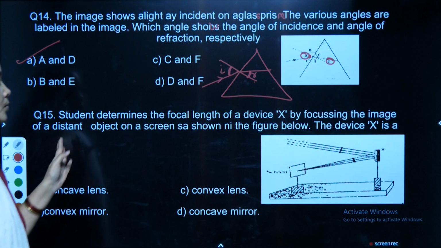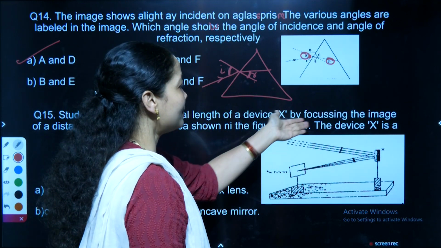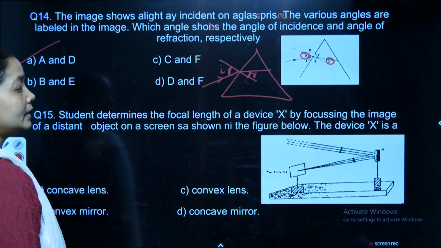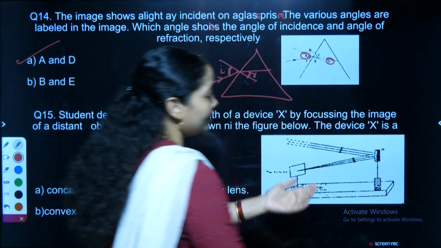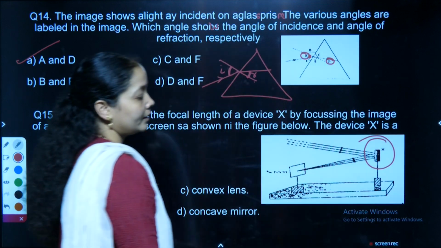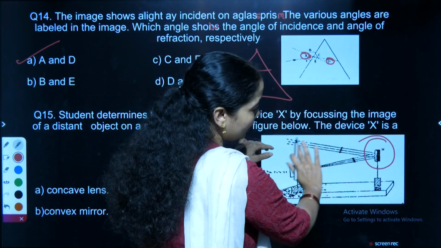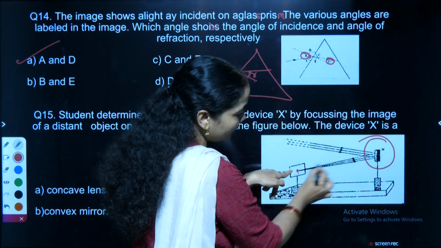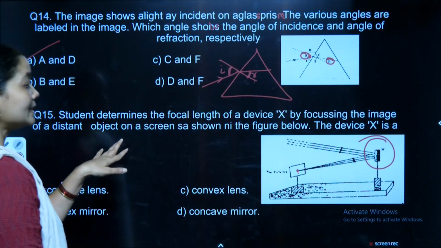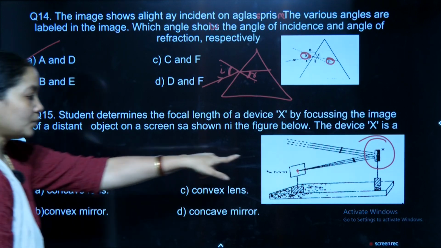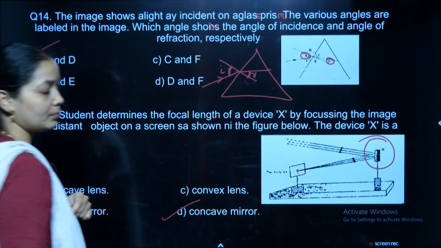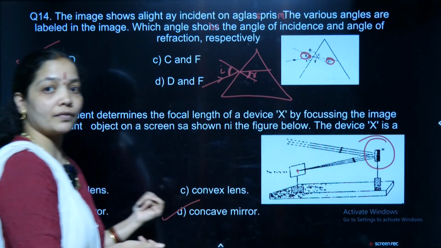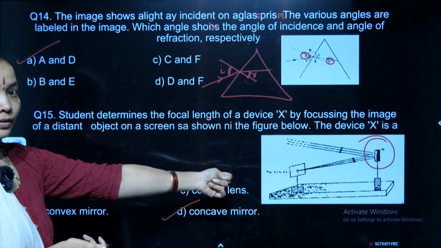Moving to 15th one, the student determines the focal length of a device X by focusing the image of a distant object on the screen as shown. The device X is what kind of mirror or lens used here? When I look at the rays here, the rays are parallel to each other, and after reflection they are converging at one point. See, all the rays are meeting at one point. Since they are converging here, it has to be a concave mirror. Converging mirror or concave mirror. If they are diverging, it will be a convex mirror. So my option will be converging.